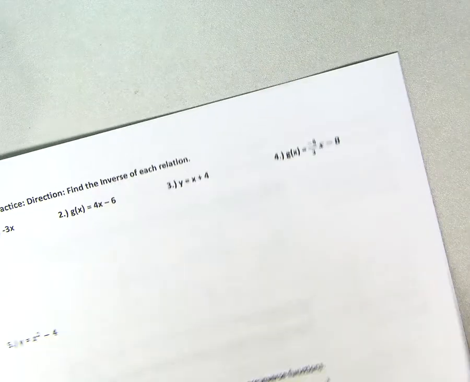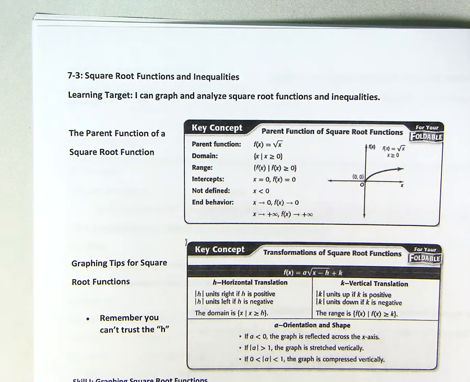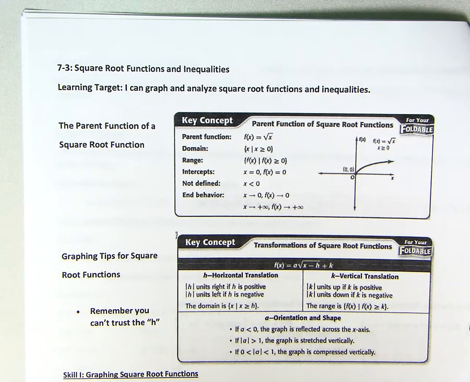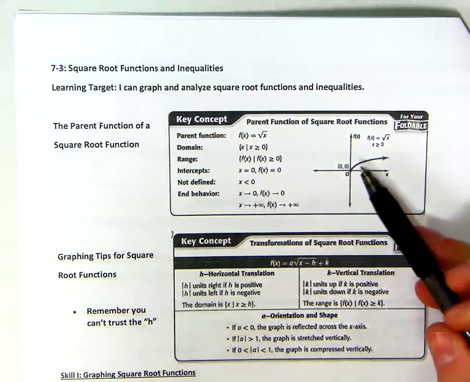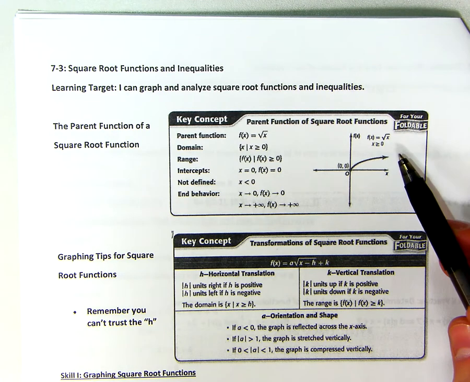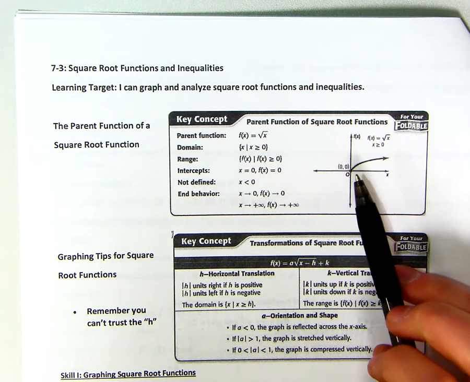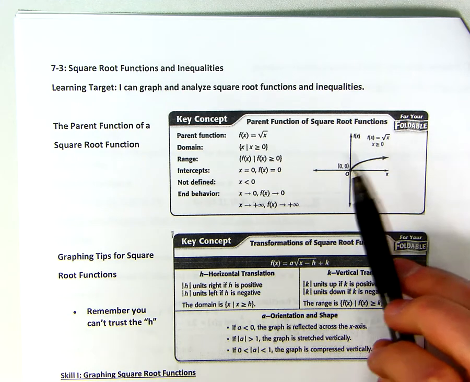We're going to open up to the first page of 7.3, which is right here. So our learning target: I can graph and analyze square root functions and inequalities. The parent function of a square root function basically looks like this. You have an endpoint here, and there's a tail that comes off it. It's always going to go off to the right for what we're doing. So it's always going to have this certain look to it.